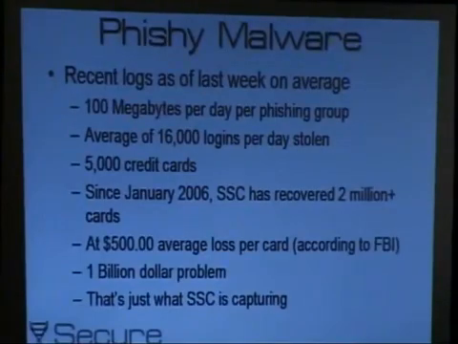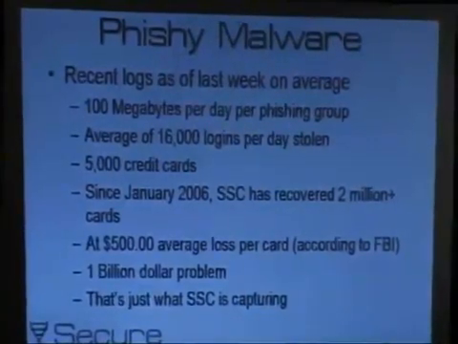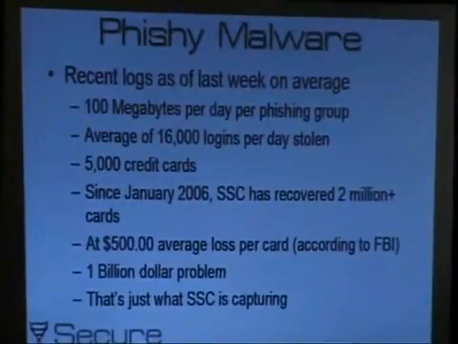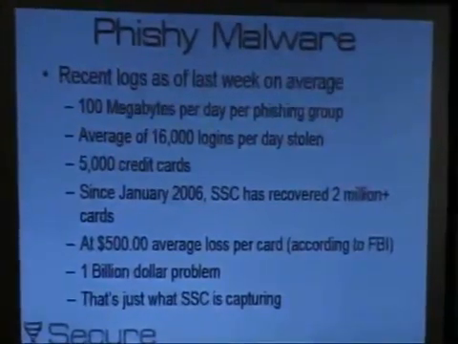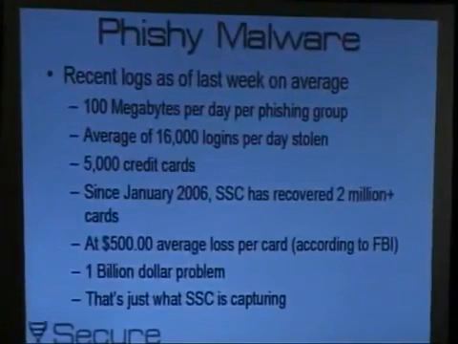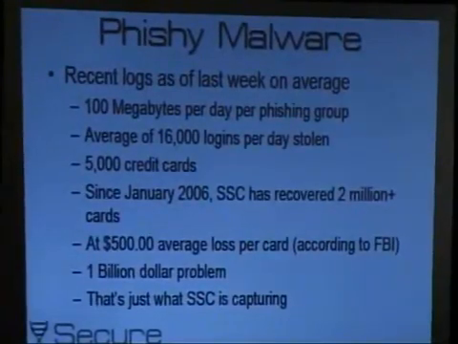Our average size of phishing group data that they steal per day for one group is between 100 and sometimes up to 250 megabytes a day. On average, that's about 16,000 logins per day that are stolen from one phishing group. On average, it's about 5,000 credit cards in that batch. Since January 2006, Secure Science Corporation has recovered over 2 million cards just from malware. At $500 an average in California, where we're based out of, the FBI has a statutory cost of potential loss of $500. Now, a bank usually puts it at $1,200 to $1,500, but we're going to say $500 according to the FBI.